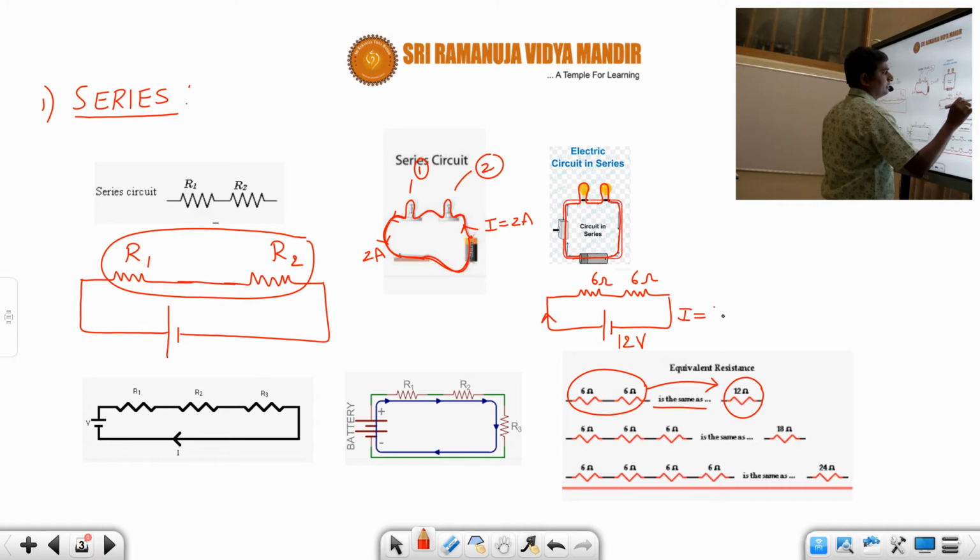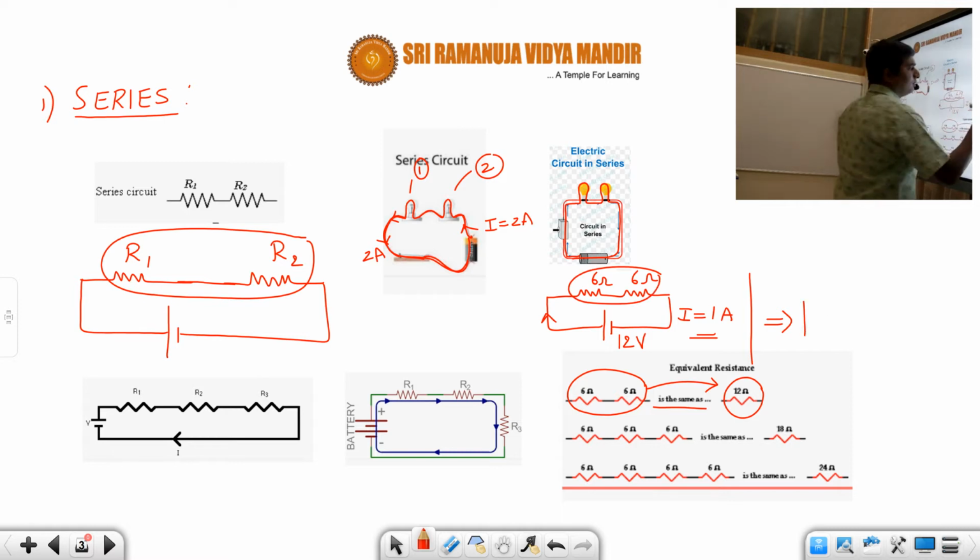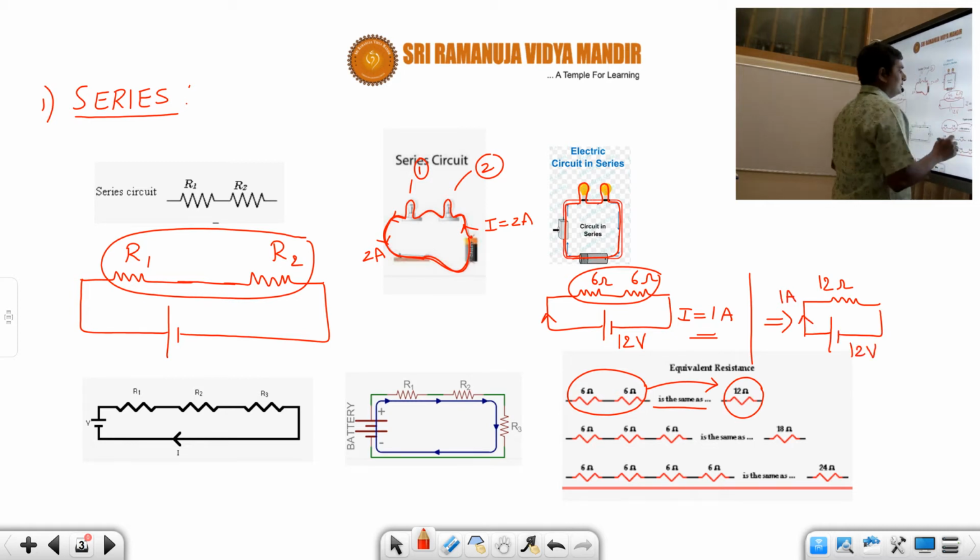6 plus 6, 12. 12 by 12, 1 ampere, because we know I equals V by R. Now I can replace these two resistors with one single resistor of how much, students? 12 ohms. Okay, and now if I connect to the same voltage, how much current will flow? 1 ampere. So that means these two resistors are replaced by this single resistor.